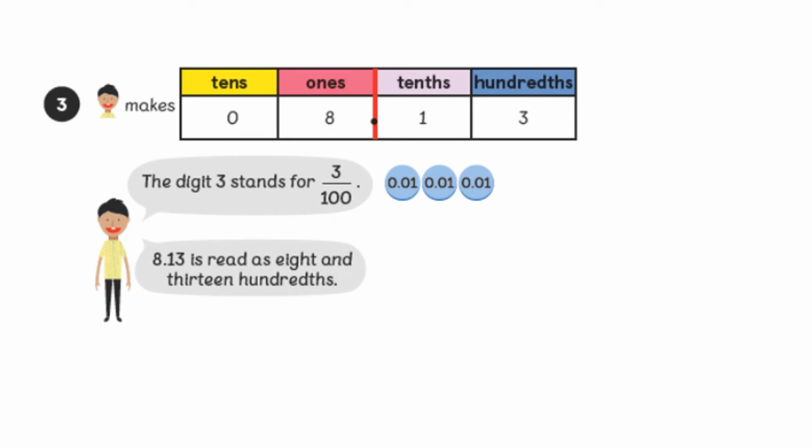Okie dokie, so now we've got the third member of the class to give this question a go, and I'd like for you to meet Brian. Now Brian makes this number using the digit cards 08.13. Now in this instance, the digit 3 stands for 3/100ths, which you can see here on the place value chart. You can also see how it would be written as a fraction and how it would be represented using 3 of the hundredths counters. Now 8.13 is read as 8 and 13/100ths.